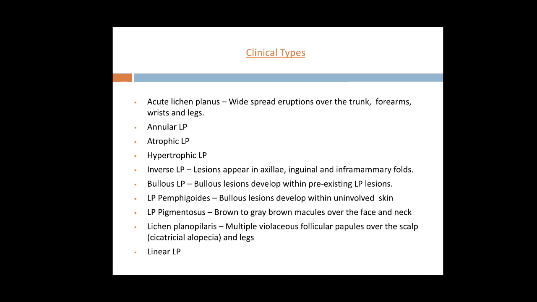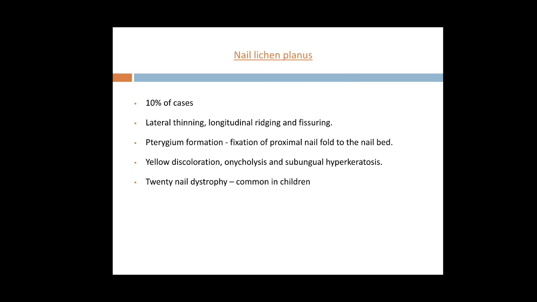Now coming to the clinical types, there are many clinical types. Among them: acute lichen planus, annular, atrophic, hypertrophic, inverse, bullous, pemphigoides, pigmentosus, lichen planopilaris, and linear LP. Coming to the distribution types, there is something called nail lichen planus, which affects 10% of the cases. The nail findings you are going to find are lateral thinning, longitudinal ridging, and fissuring. Along with that, you can see pterygium formation. Pterygium formation occurs because of fixation of the proximal nail fold to the nail bed, so they will not be able to grow, and you will have an inverted cone shape appearance.